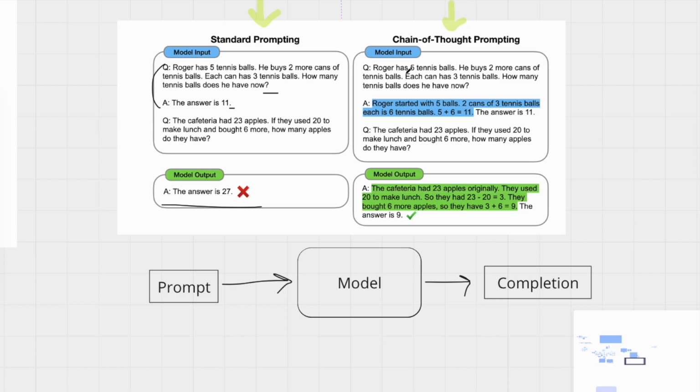Here, as you see, for the same question, instead of just the answer, we now have the steps. Roger started with 5 balls, 2 cans of 3 tennis balls each is 6 tennis balls. And then here, a sub-step, and then the answer. Then, as you see, the model now generates the completion, which includes the steps. The cafeteria had 23 apples originally, 20 to make lunch, so they had 3, 6 more, then the answer is 9. This is just a simple example to show the ability of LLMs, the chain of thought and the step-by-step reasoning ability.